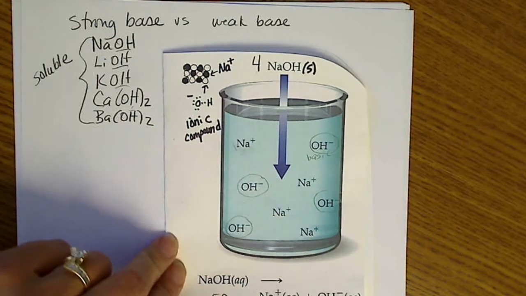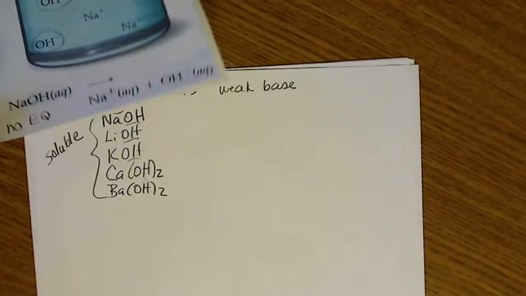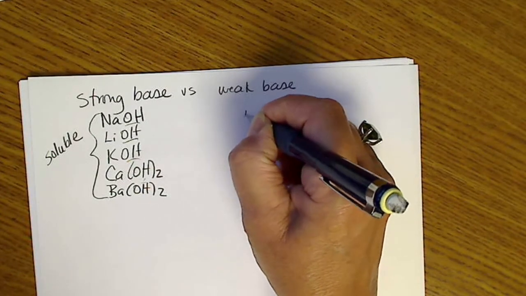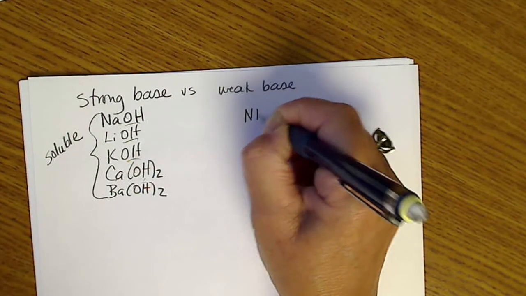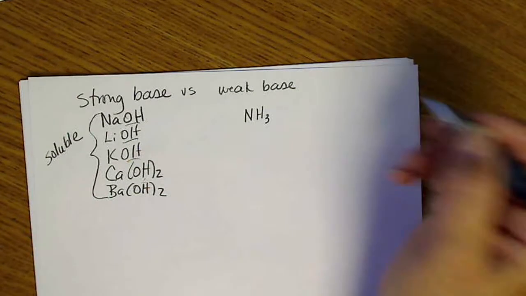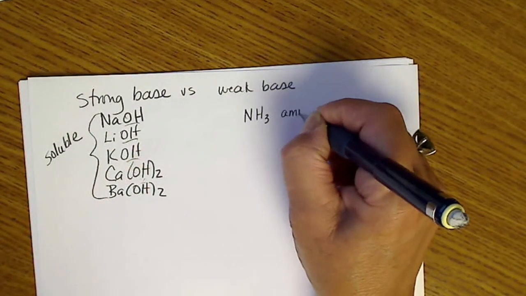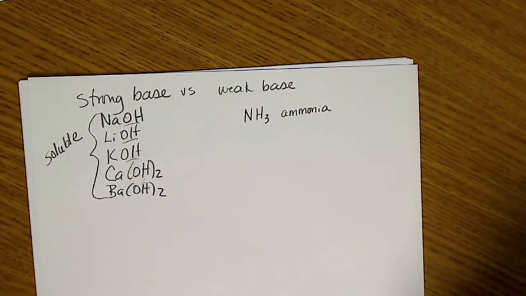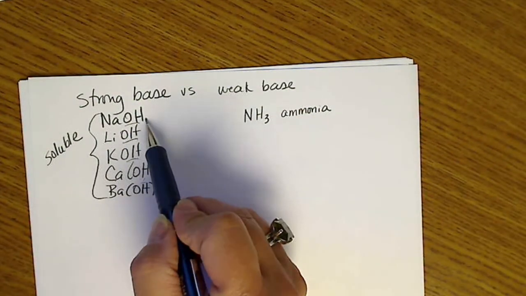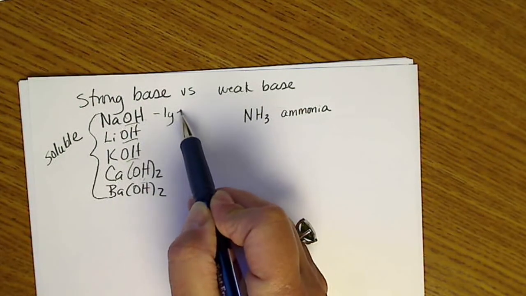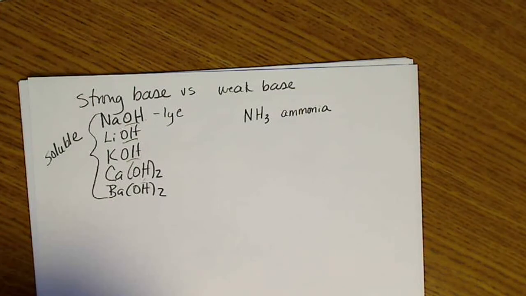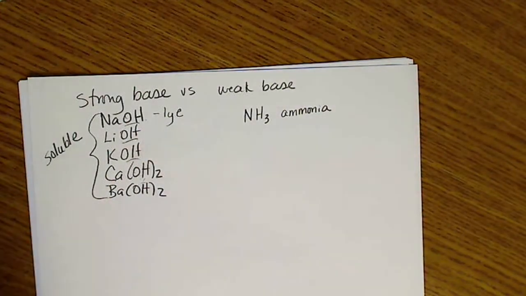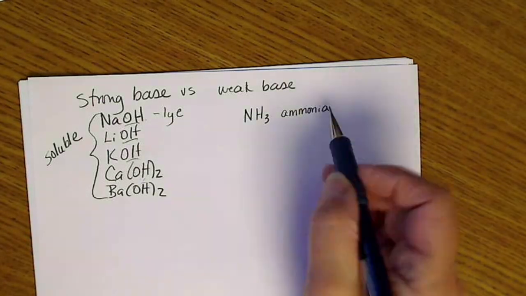So the weak bases don't have hydroxide in the formula, but instead they've got an amine group. NH3 is ammonia. That's a very common base. And bases oftentimes are cleaners. For example, this is lye, an old-fashioned, very strong soap. You can buy ammonia to clean with. So bases are generally real slimy and soapy feeling.